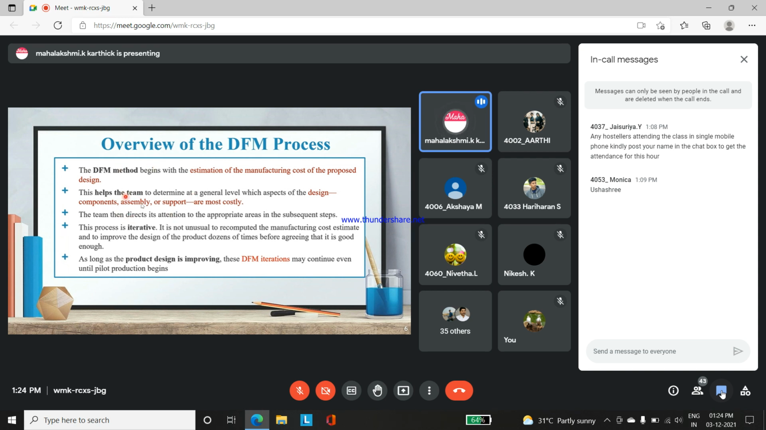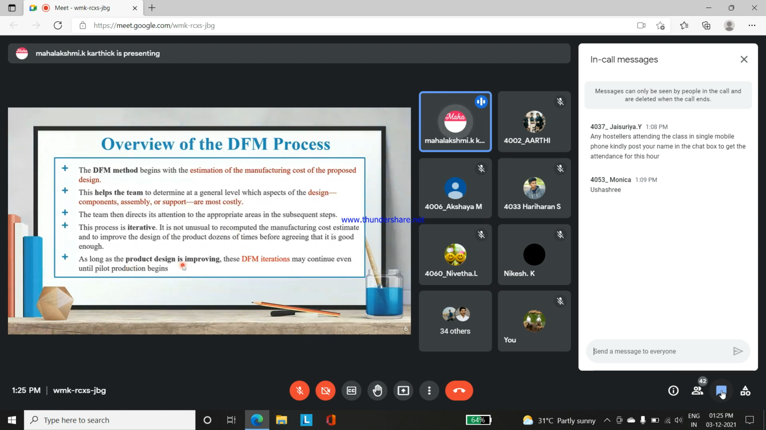So this team will identify those things, determine at a general level which aspects of the design, component, assembly or support are more costly. Again, the team members will focus on the appropriate area in subsequent steps. So it will be an iterative process, and this iterative process will continue until the production part starts. Until then, if something can be reduced, or if it seems a lot of cost has been put, the iteration procedure will be followed until the team members accept the manufacturing cost estimation.